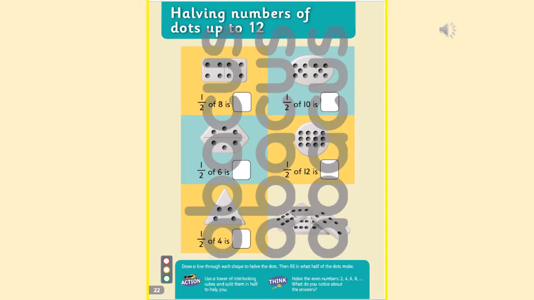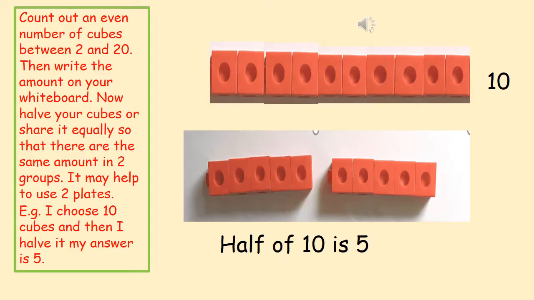For this activity, you're going to halve the number of dots. For this activity, you're going to choose some numbers between 2 and 20, but they have to be even. Then you're going to write that number on your whiteboard or a piece of paper. Then use some cubes or dried beans or whatever you've got to help you, and you're going to halve that number. So I've given you a demonstration on the sheet. I have 10 cubes and I've halved them, and so half of 10 is 5.